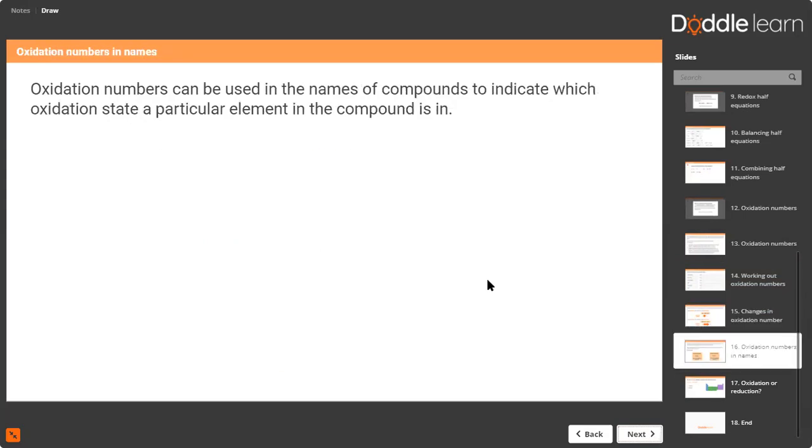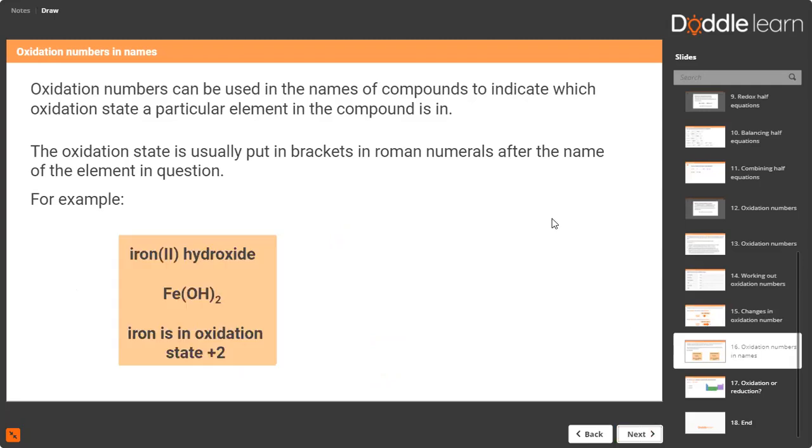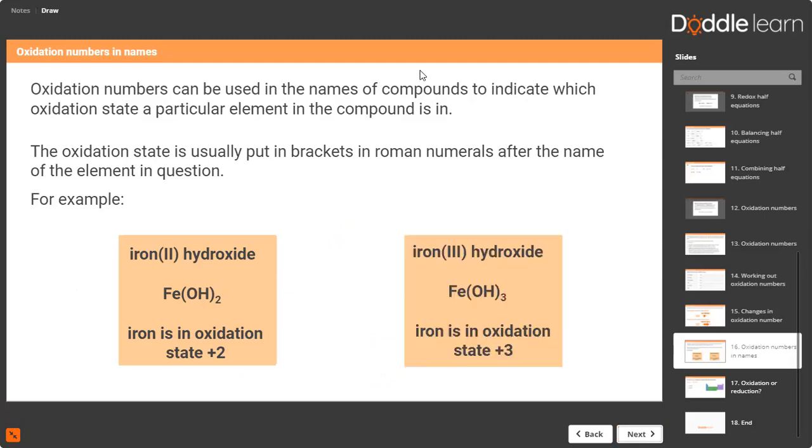So oxidation numbers in names. Oxidation numbers can be used in the names of compounds to indicate which oxidation state a particular element in the compound is in. The oxidation state is usually put in brackets, in Roman numerals after the name. So we've got some examples. Iron(II) hydroxide, which would be Fe(OH)2, so our iron is in oxidation state +2. Iron(III) hydroxide, and our iron is in oxidation state +3.